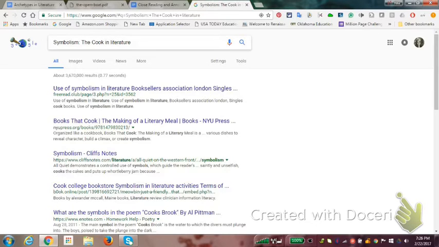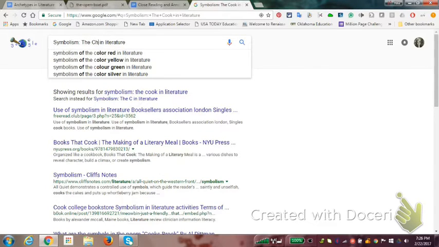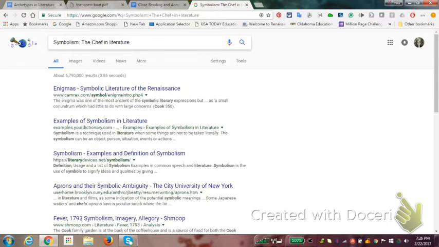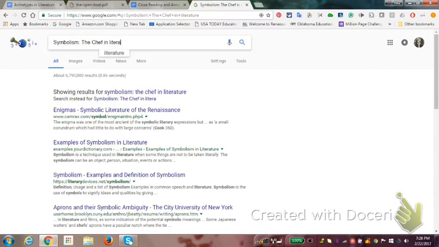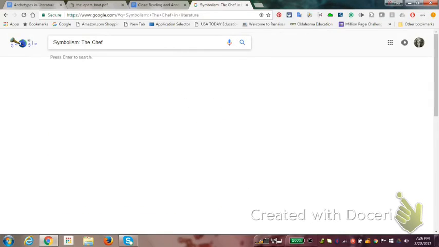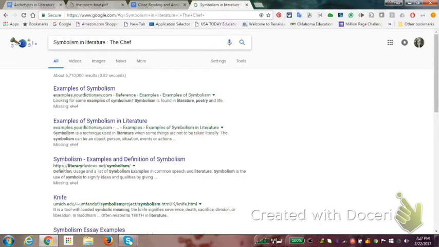Instead of the cook, maybe a chef. Maybe we should take out in literature. This should give you also another idea of how to do research: rewording what you're looking for. And if we don't find it this time, I'm sure some of you know how to do it better than I do. Symbolisms in literature, the chef. Let's see what happens. Example of symbolisms. Symbolisms in literature, the knife.